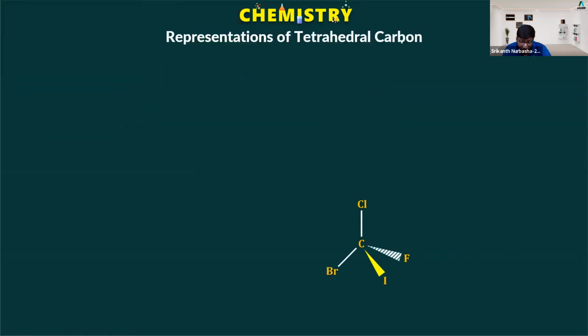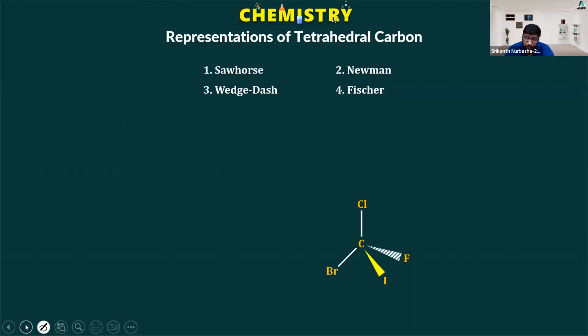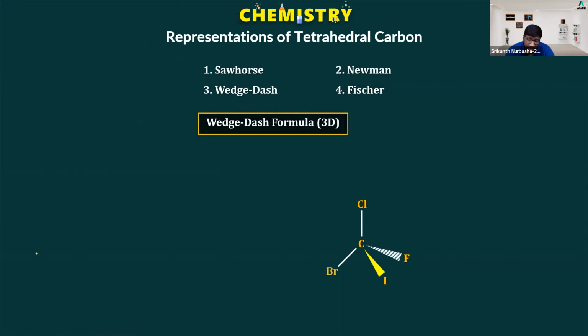Representation of a tetrahedral carbon. Okay. So last class, what type of representations have we studied, students? Out of Sawhorse, Newman, wedge-dash, and Fischer, what type of representations have you studied in the conformations? Sawhorse and Newman. Very good. So we also have the wedge-dash formula. That is a 3D representation of a molecule.